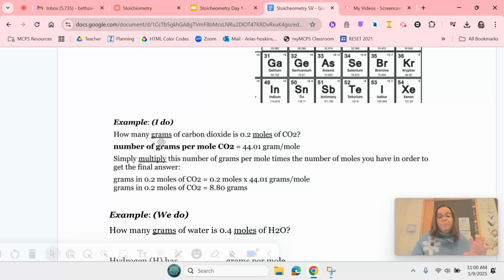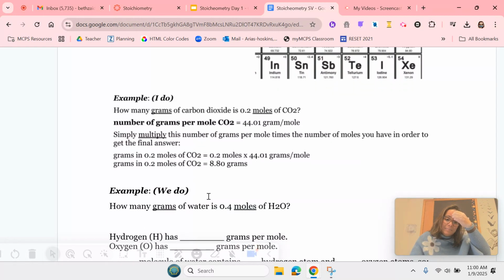How many grams of carbon dioxide, CO2, is in 0.2 moles of CO2? So the 44.01, you're going to multiply that by 0.2 moles. You're going to cancel the moles, and it's going to give you just the 8.80 grams, because I'm only asking you for the grams. Okay, so that's the answer.